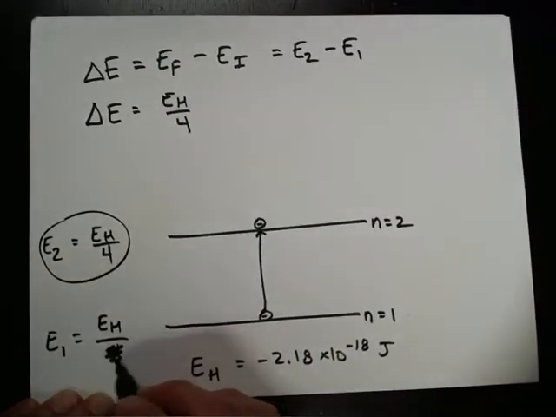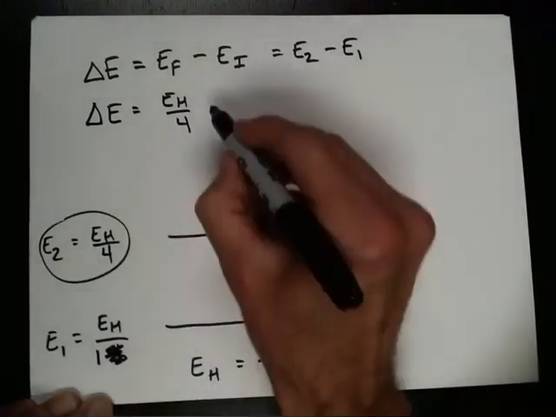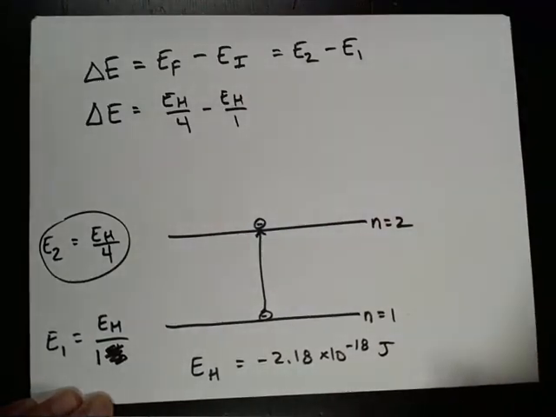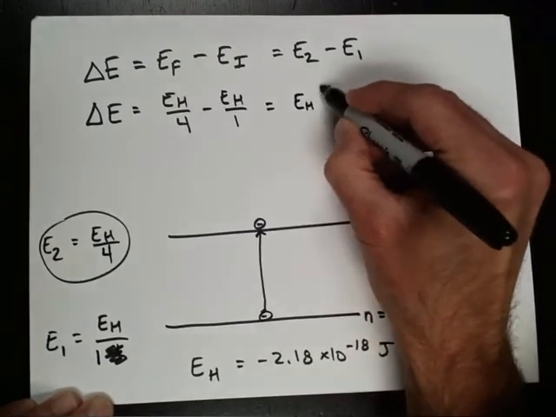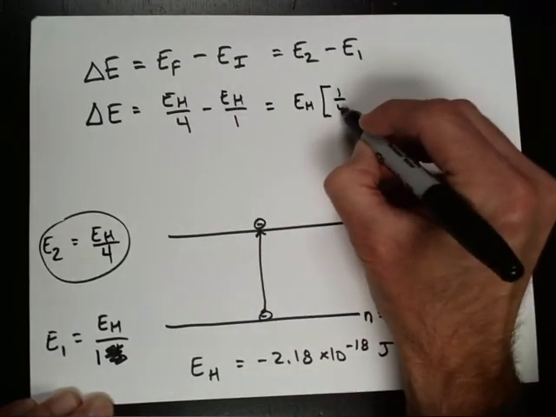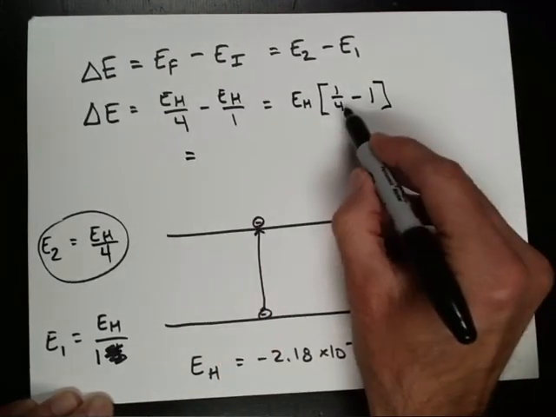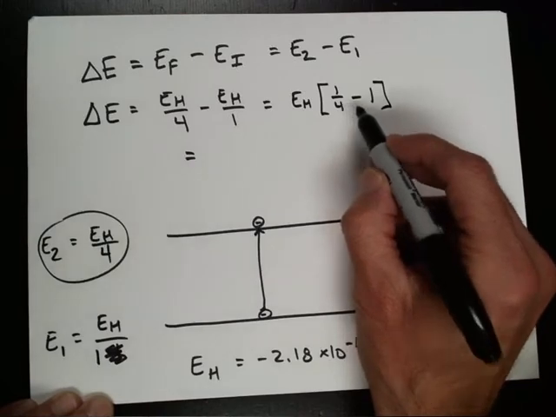Oh, I put EH over 4 here. That should be EH over 1, shouldn't it? So let's see, that'll be minus EH over 1. That'll be my change in energy. We can factor out the EH, but that'll be a quarter minus 1. Well, that's pretty easy. A quarter minus 1, that's a negative 3/4, isn't it?